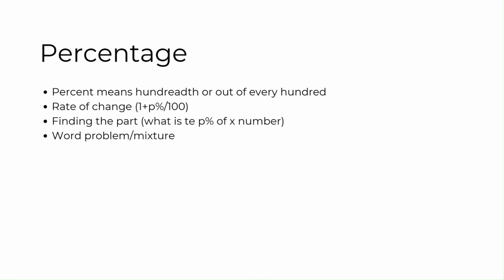Starting off with percentage again. In percentage itself, we're going to learn four things right now. First thing is the interpretation of percent, what does it mean? I'm going to explain it here. Percent means hundreds of, or out of every 100. Let's say we've got 1, it literally means 1 out of 100.